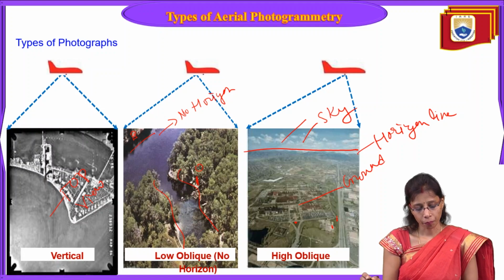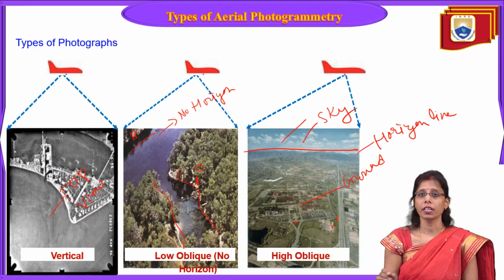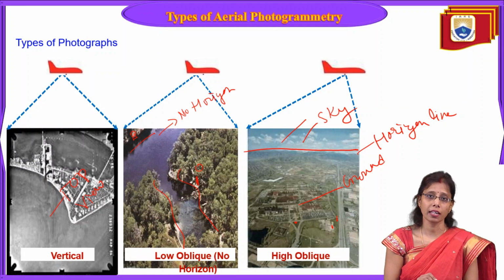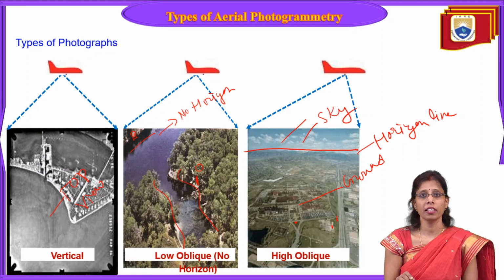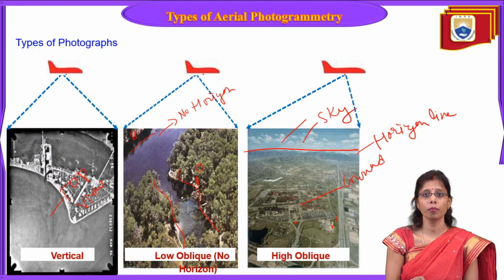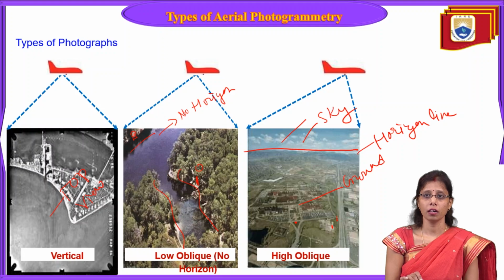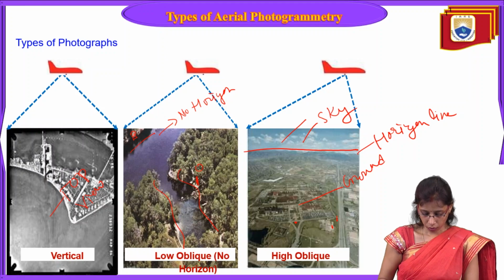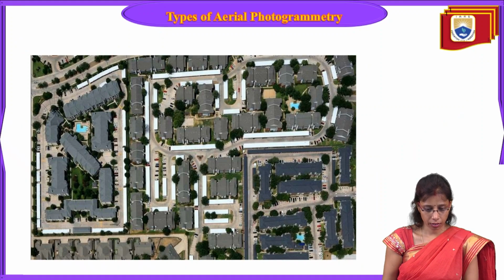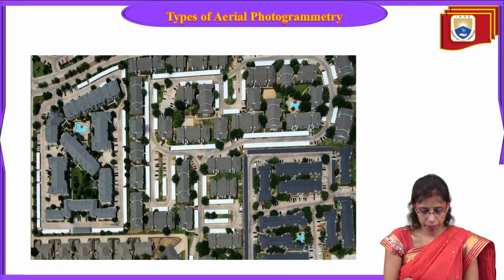So I hope you understood what the different types of photo are. Vertical means exactly vertical, and in vertical we have true and tilted. True means exactly vertical. Tilted means less than 3 degree tilt. In low oblique, there will be no horizon and the tilt will be up to 30 degrees. Whereas in the high oblique photograph, there is a horizon line visible and the tilt is 60 degrees. So these are the different types of aerial photographs. Now here the actual picture we can see.